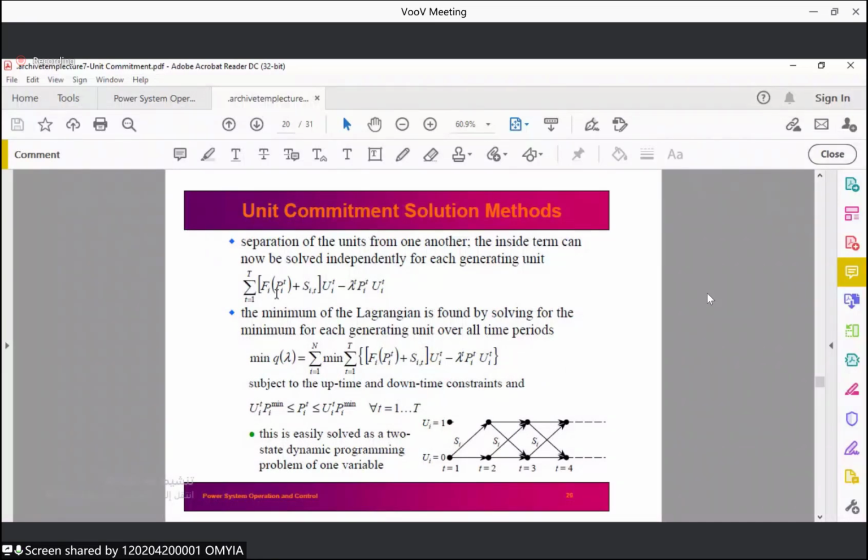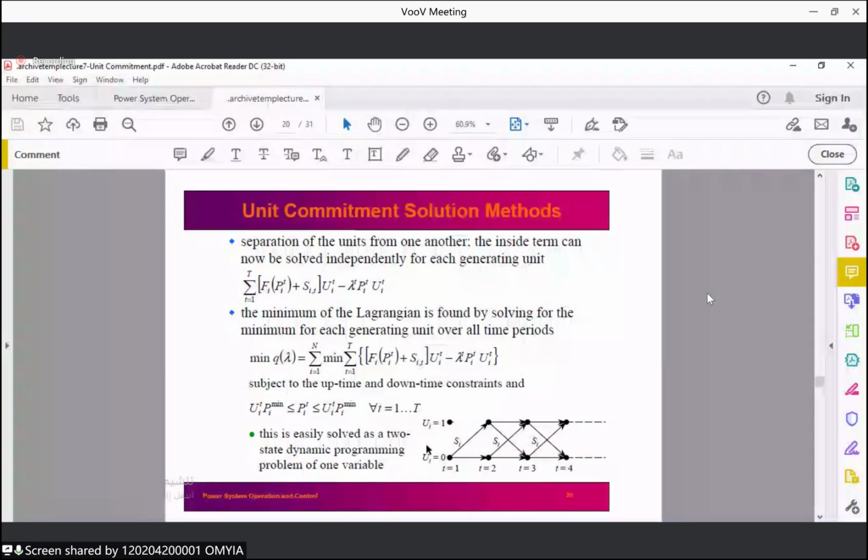Now to find the minimum of this equation, we need to find the minimum of q(lambda); we need to solve for the minimum for all units over all time. And this is subject to unit limitations and uptime and downtime constraints. This is easily solved as a two-state dynamic programming problem of one variable.